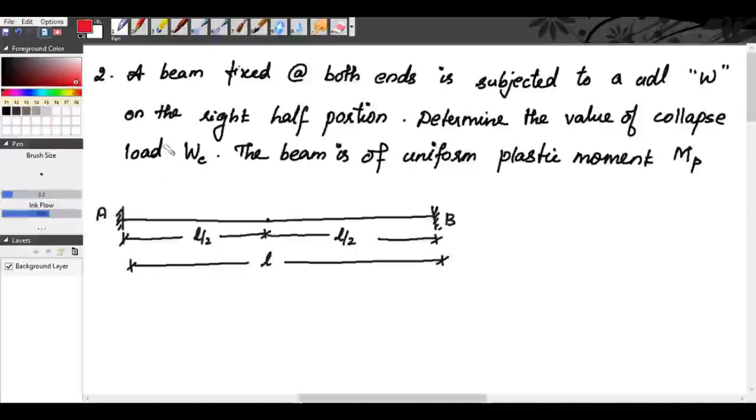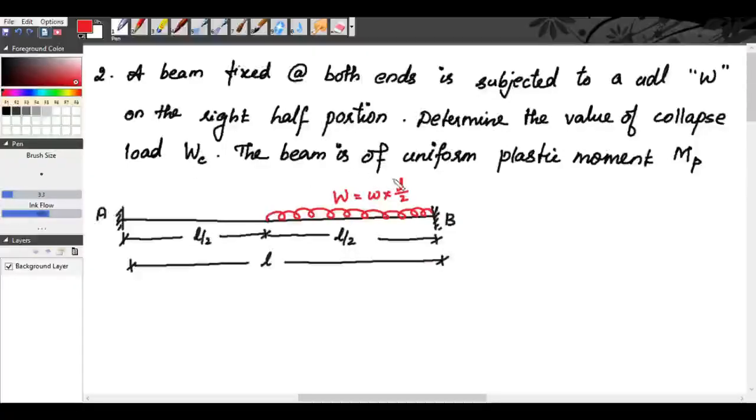So we have an UDL, total UDL is W. So this is nothing but W into L by 2. So W per unit length. So total is W. So we can take it as W per unit length. So this is equal to W into L by 2. On the right half portion, determine the value of collapse load WC. That means we have to take the least value. The beam is of uniform plastic moment MP. So everywhere the plastic moment is MP.